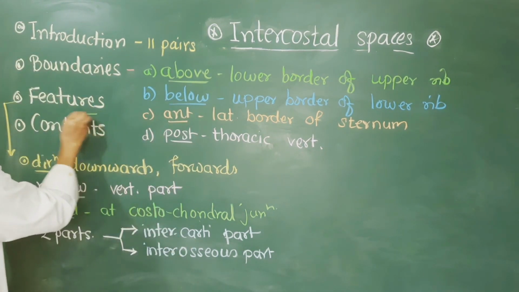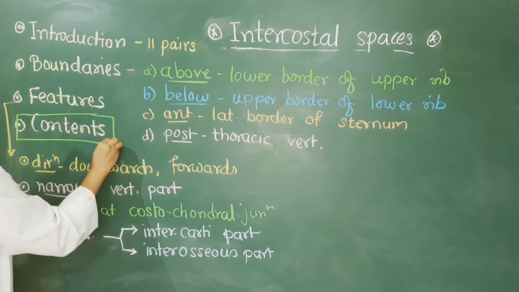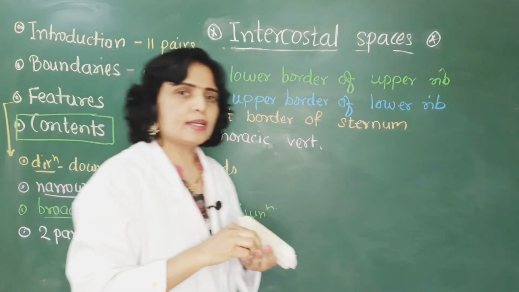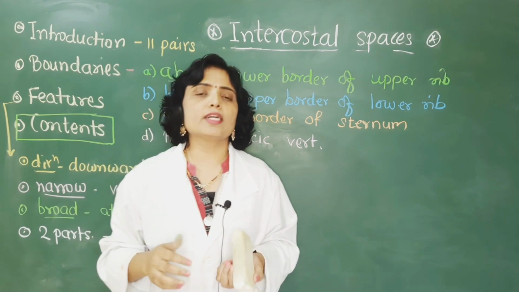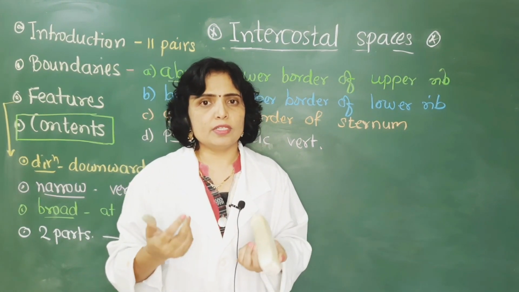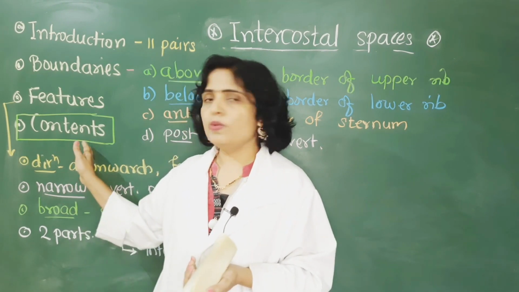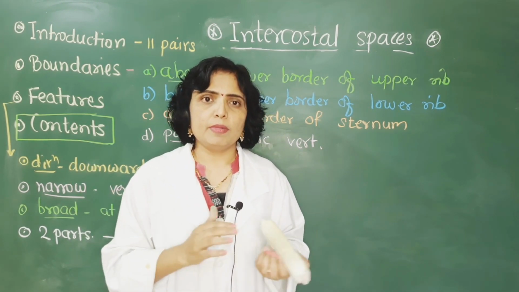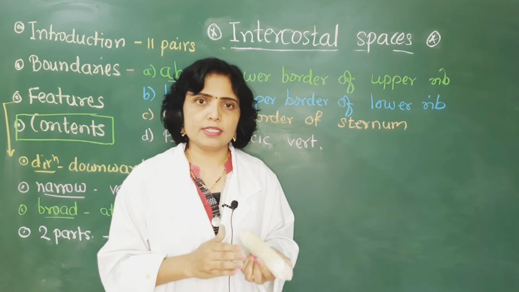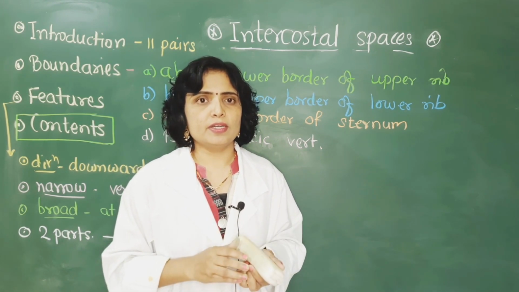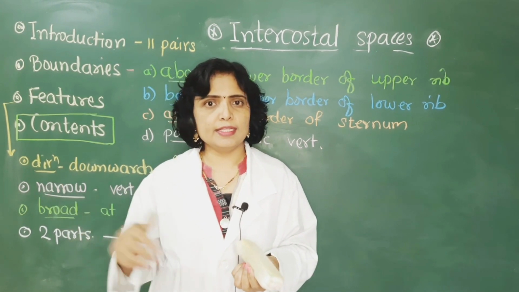About the contents of the intercostal spaces, they actually contain intercostal muscles, intercostal arteries, intercostal veins, nerves, lymphatics and lymph nodes. Contents we'll see in the next video. Up till now, I think you have understood the boundaries of the intercostal spaces. So we'll see the contents in the next video.